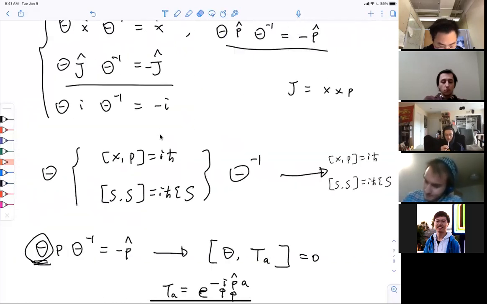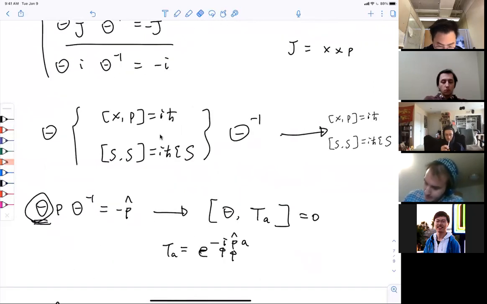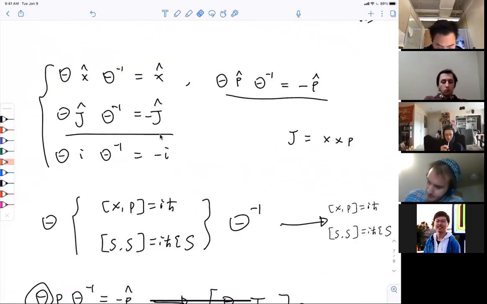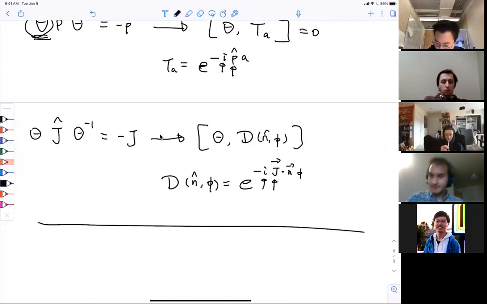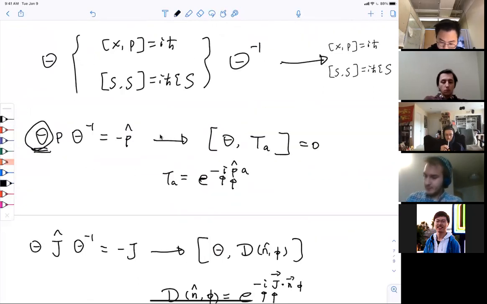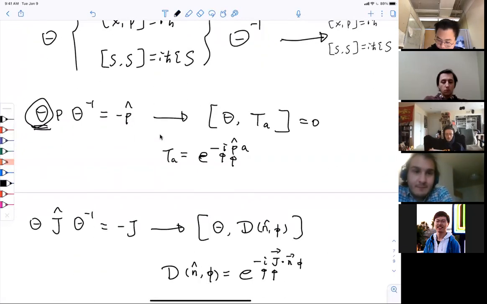Okay, so these are just some properties, the basic properties of time reversal. I just copied them from the textbook. I guess you need to know this. It's also easy to remember, right? It's just some classical generalization.